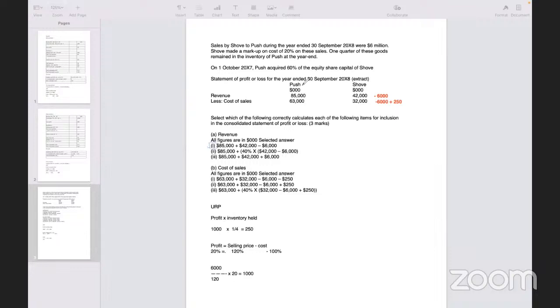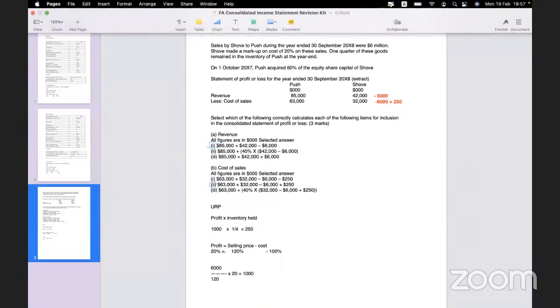For cost of sale, 63 plus 32 minus 6 plus 250. 63 plus 32 minus 6 and plus 250, which is option number 3. That's the answer, guys, for this MCQ 2 questions what they have given. Check and see, guys, are you okay with the answers what I have got? Any doubts that you have, guys, to clarify?